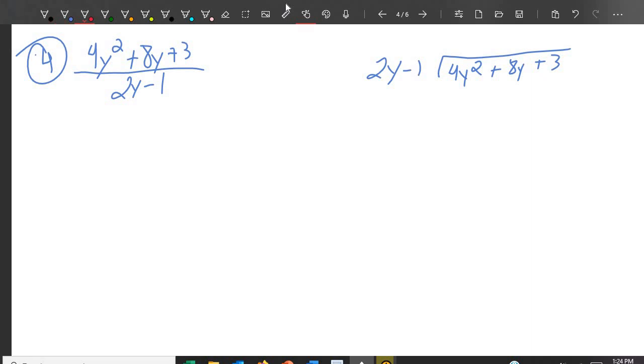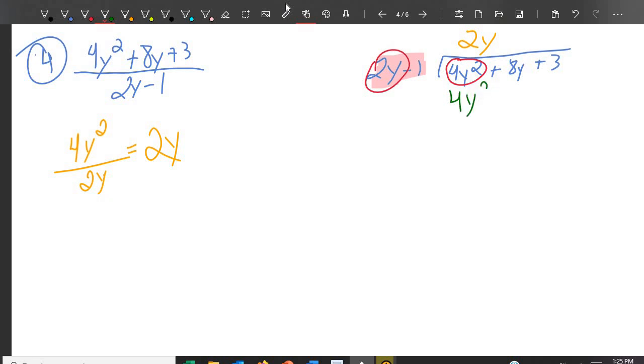So we start with the 2y and we divide it into the 4y squared. So 4y squared divided by 2y. Well, 4 divided by 2 is 2. Cross out one of the y's, we're left with a 2y. So 2y is what goes above my division bar. Now we're going to multiply the 2y by both pieces on the outside. Don't forget that. 2y times 2y is 4y squared. 2y times negative 1 is negative 2y.